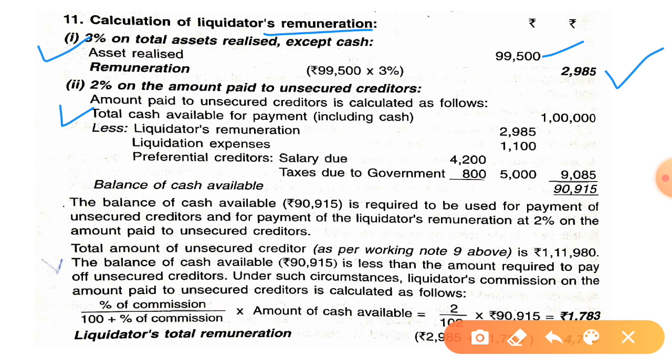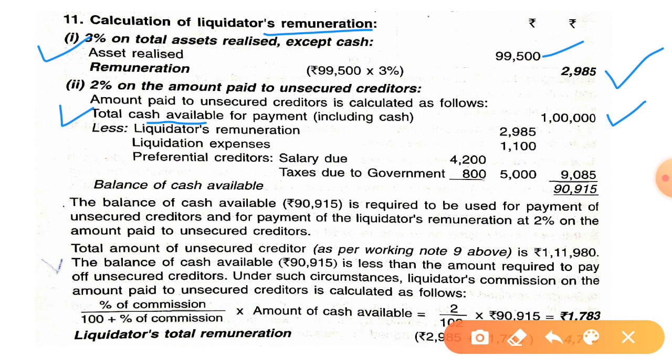Now the second one, unsecured creditors, we have to calculate, right? So we know what the unsecured creditors are. In the previous part we just calculated the total. Now we should see whether it is 2 by 100 or 2 by 102, whether there is sufficient cash or there is a deficit. How to calculate? First we should see the total cash available for the payment. Including cash, the total amount we have is 1 lakh, right? That is 99,500 and cash balance 500. So total is 1 lakh, less liquidators remuneration.